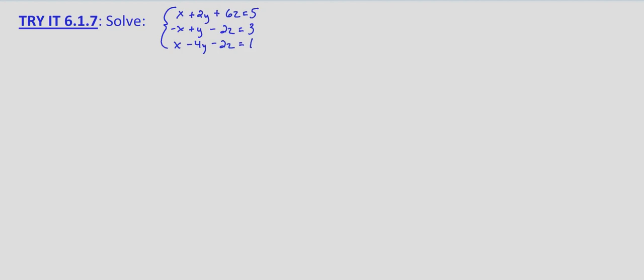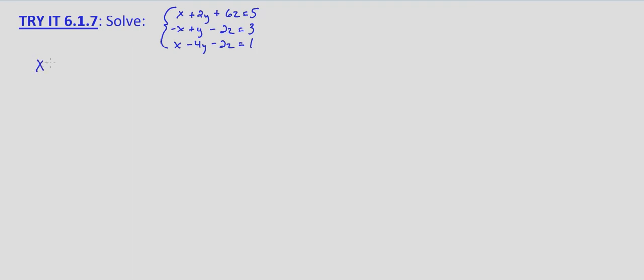So in this case, we're given x plus 2y plus 6z equals 5, negative x plus y minus 2z equals 3, and x minus 4y minus 2z equals 1. The easiest way to begin this would be to eliminate x either in the first and second equations or the second and third equations. I'll go ahead and start with the first and second equation. So we'll write those out.